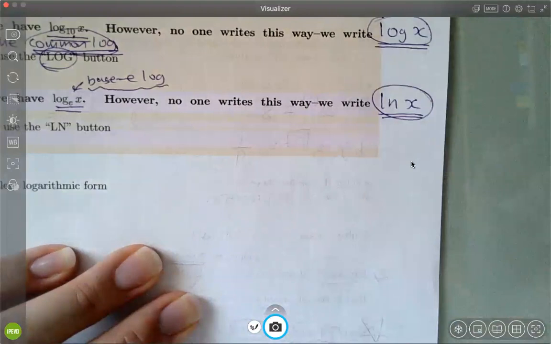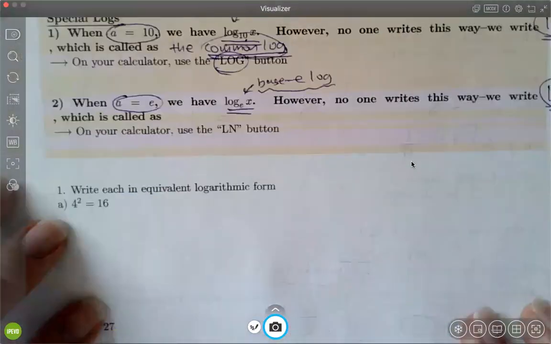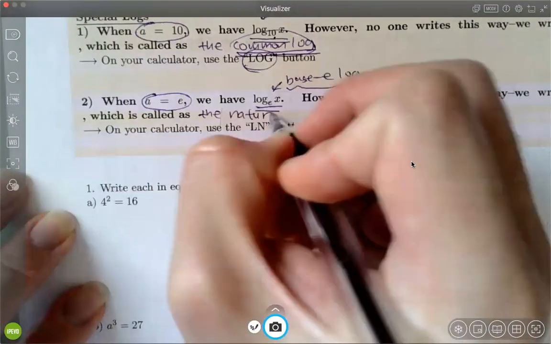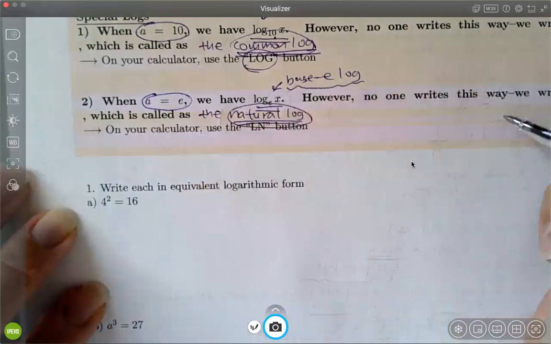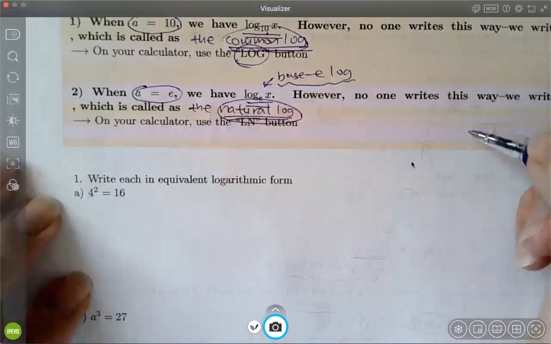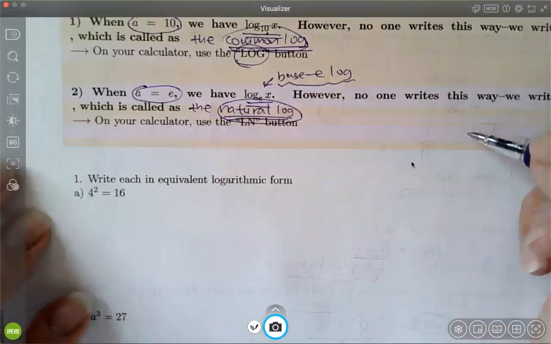Okay, and now, what is the name of this ln? It's the same thing as base e log, but nobody calls it that way. The official name is the natural log. And what's the reason? The base is the natural number. And also, your calculator has this natural log.